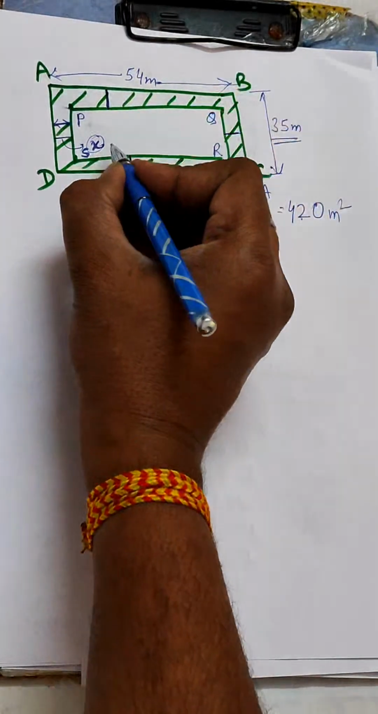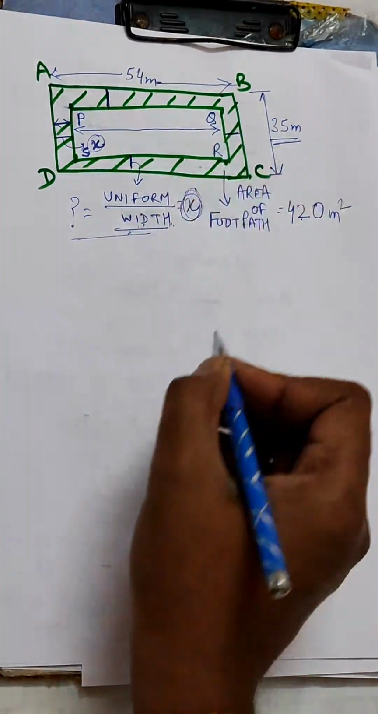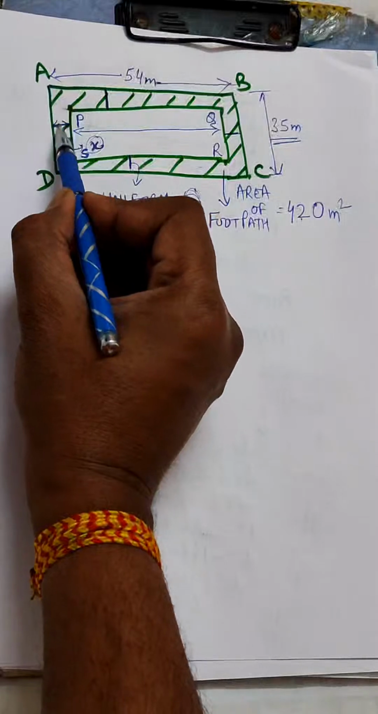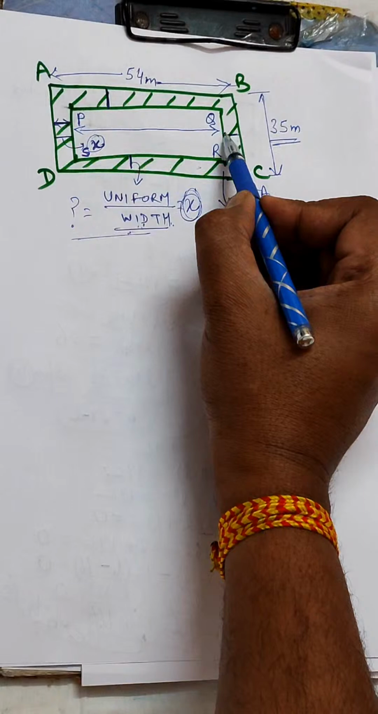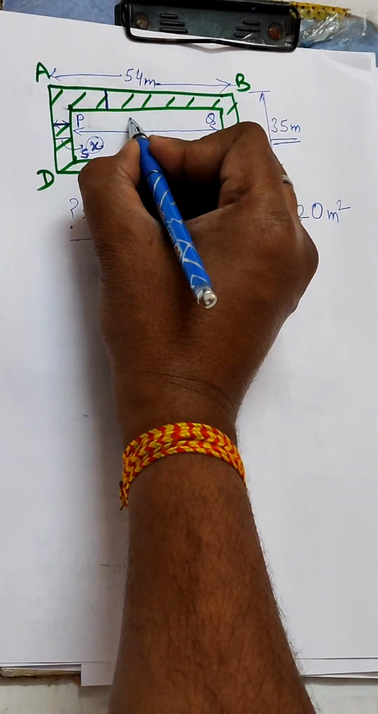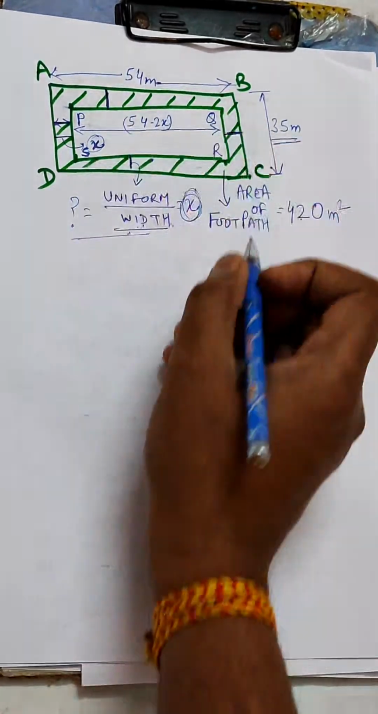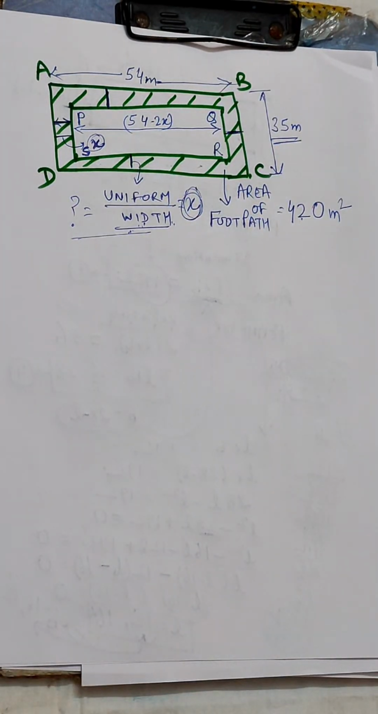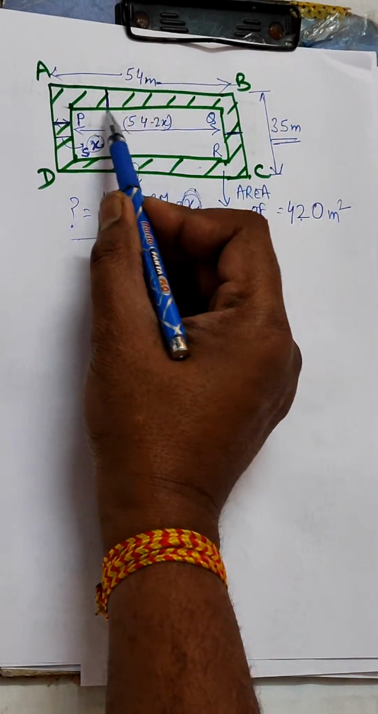So let's say the length of the inner rectangle, from this to this. Since the length is 54, but this width is x, which will be deducted from the left, and x which will be deducted from the right, right? So we are left with 54 minus 2x. 54 minus 2x will be the length for the inner rectangle.